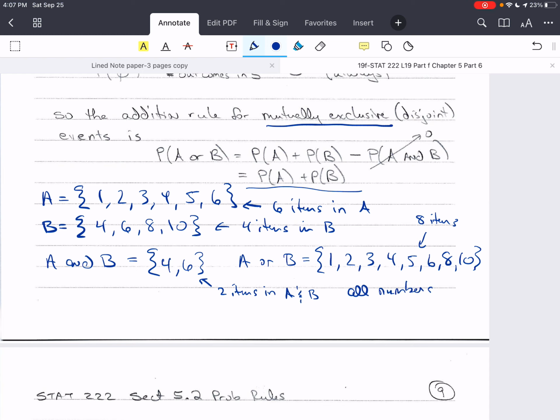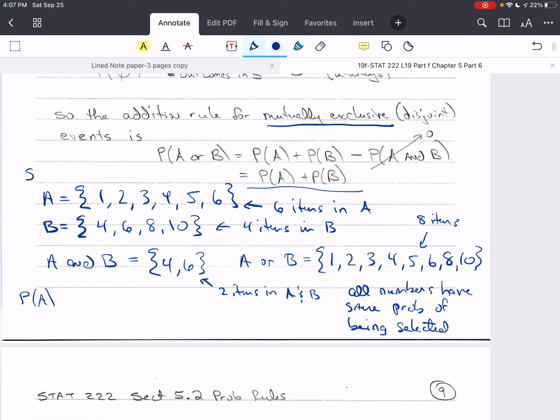Now, let's assume that all numbers have the same probability of being selected. So the probability of A, and let's say that S, we've got to define S. S is equal to 1, 2, 3, up to 20. So the probability of A is going to be 6 over 20. The probability of B is going to be 4 over 20. The probability of A and B is equal to 2 over 20.